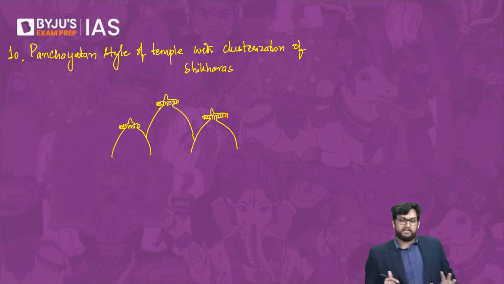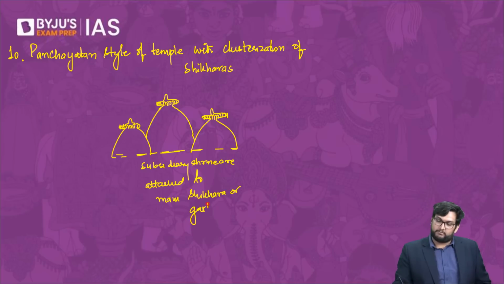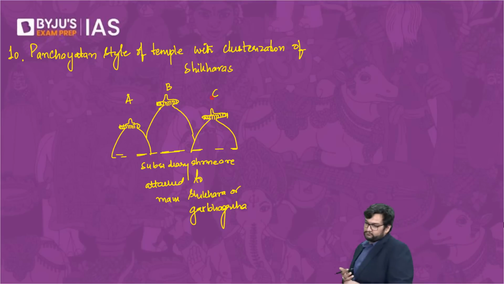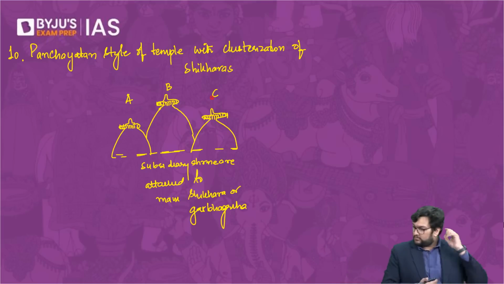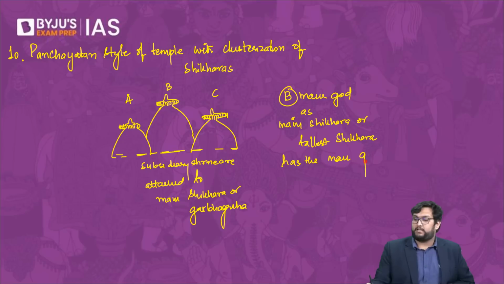Meaning, generally, you do not have the subsidiary shrines. Subsidiary shrines are attached to the main shikhar or garbhagriha. A, B, C. Main god will be under which shikhar? Yes, B. The main god is under the main shikhar, or tallest shikhar, which has the main Garbhagriha.